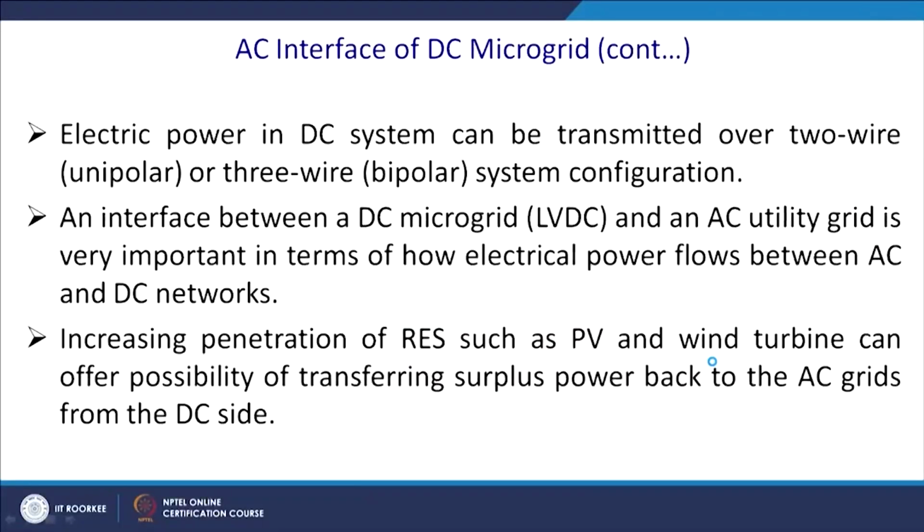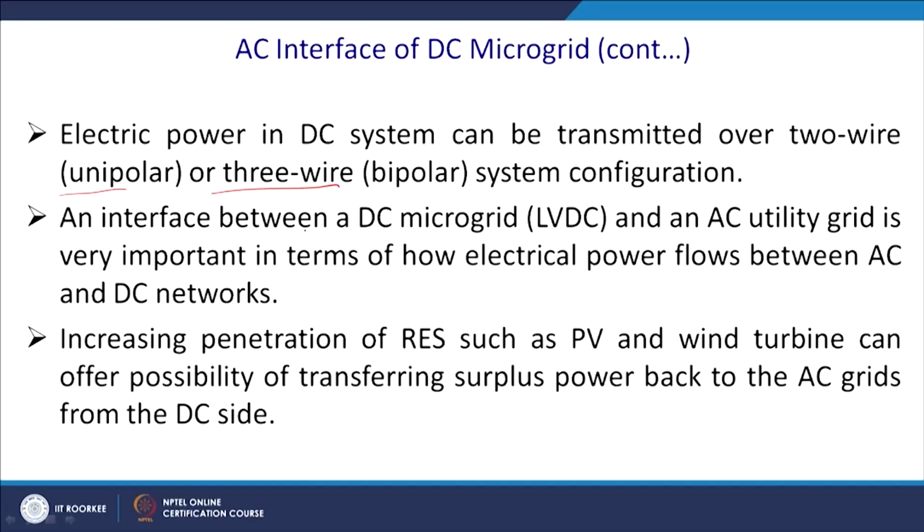Electrical power in a DC system can be transmitted over, that is the advantage of it, a 2-wire unipolar or a 3-wire bipolar system. That is, if you have a plus minus voltage, you require the 3-wire, and if you require just a plus voltage, then you require the unipolar system.